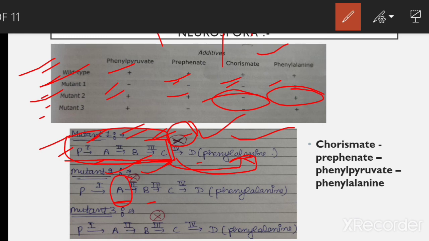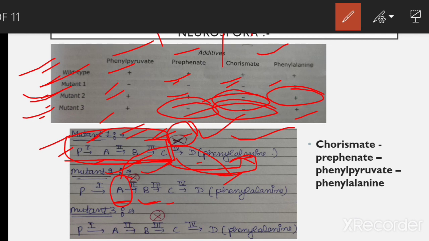because this chorismate is unable to convert into the final product, that is phenylalanine, but this mutant 2 has the capability to grow on substrate B and substrate C, that is either phenylpyruvate or prephenate. We don't know yet from this mutant 2 alone, which we are going to clarify with mutant 3. So if we look at mutant third, we can see that it has the capability to grow on phenylpyruvate and phenylalanine, but it could not grow in the presence of chorismate or prephenate.